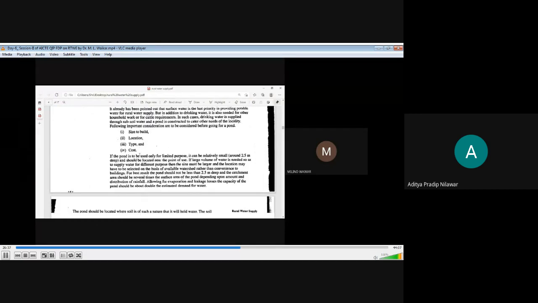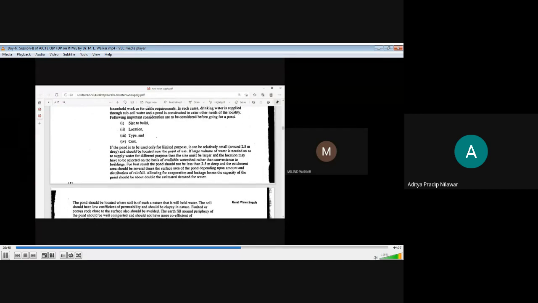So if the pond is to be used for a limited purpose, it can be small. We can have a depth of about 2.5 meters and it should be located near the point of use. But if a large volume of water is needed so as to supply water for various purposes, then the size of the pond must be larger, and then we have to search for a suitable location in the watershed so that a lot of water gets collected at that place. Depending on that, we will decide the location and size of that particular pond.